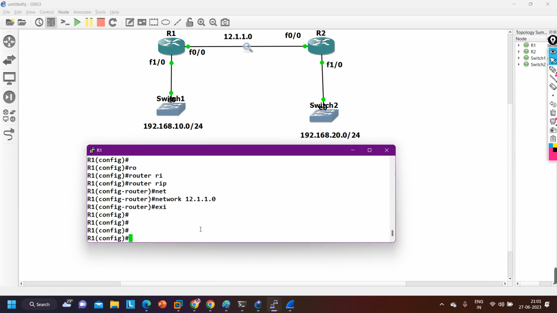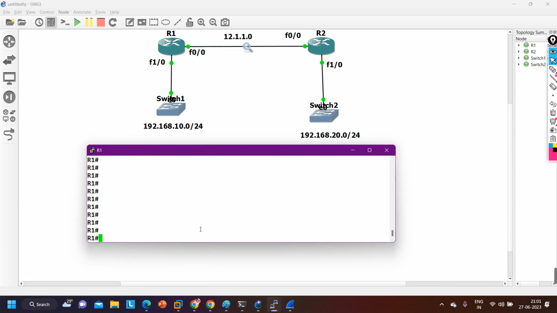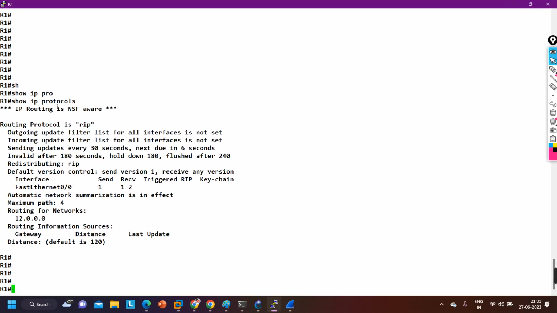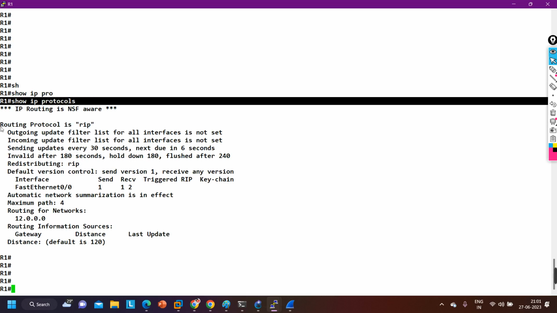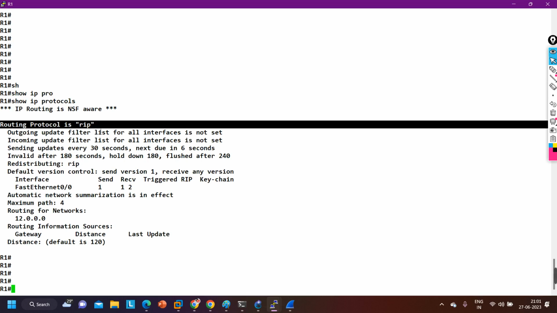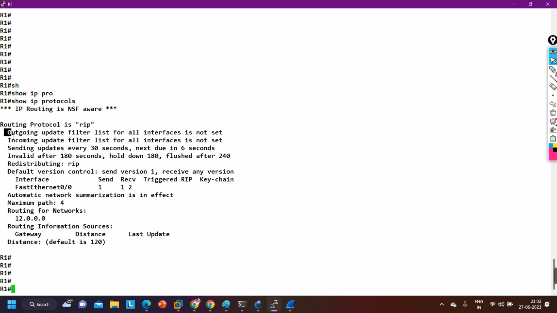And on the router, if you want to verify the routing protocol, you can run the command show ip protocol. I have run the command show ip protocol. After that, the routing protocol is RIP. Then we have some information about filtering. We will discuss that later.